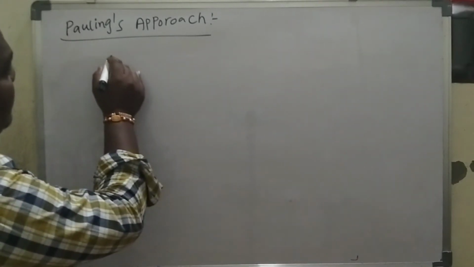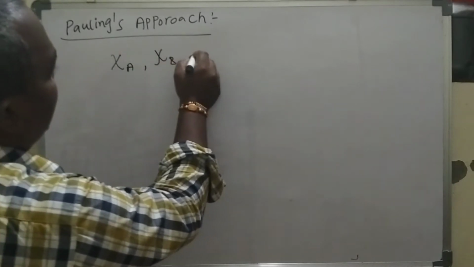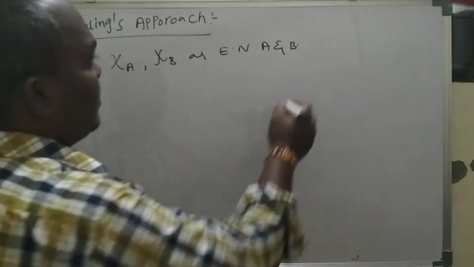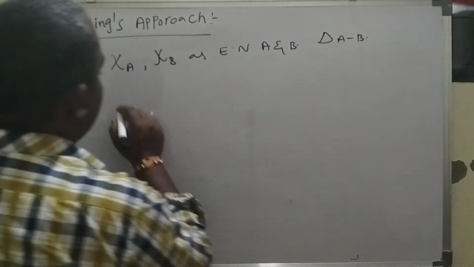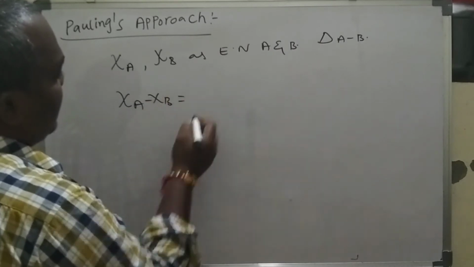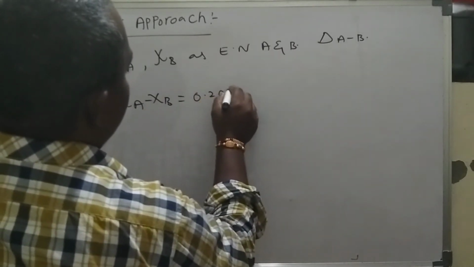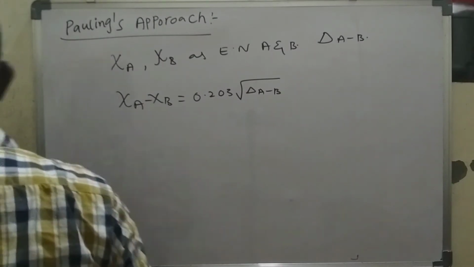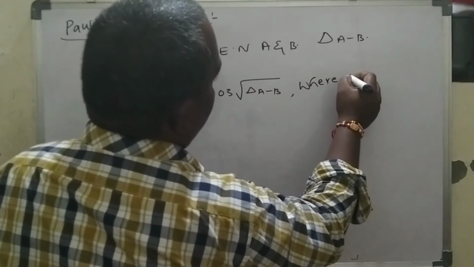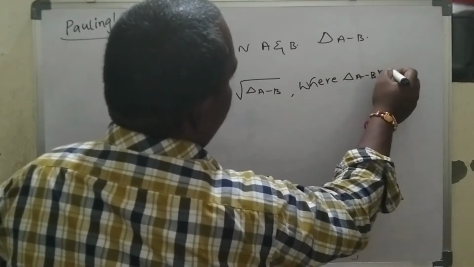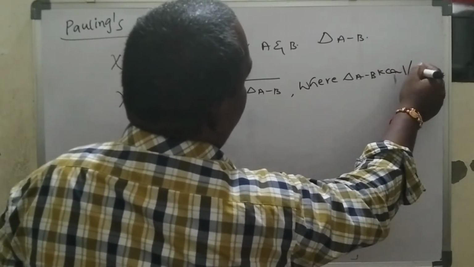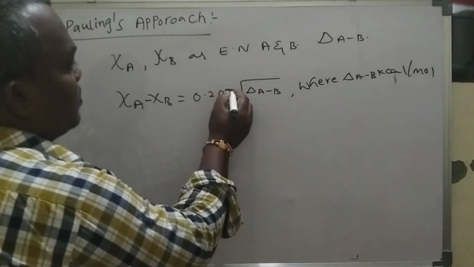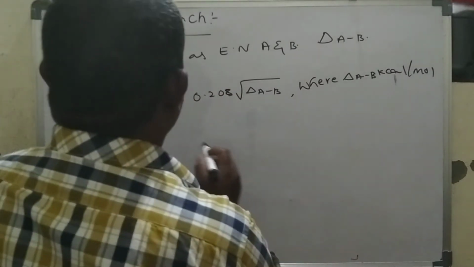If we take chi A and chi B as the electronegativity of A and B atoms, they are related to delta A to B by the following equation: chi A minus chi B is equal to 0.208 square root of delta A to B, where delta A to B is taken in kilocalories per mole. So this is one equation.